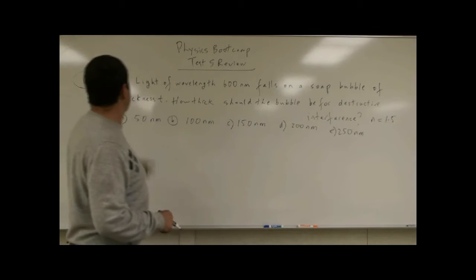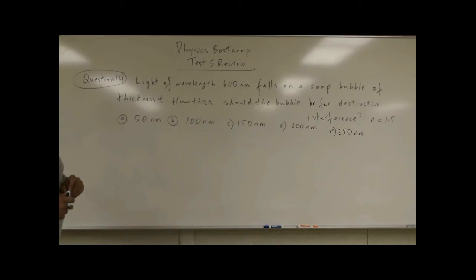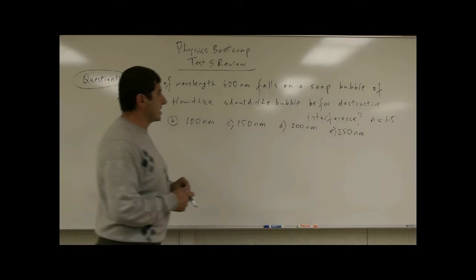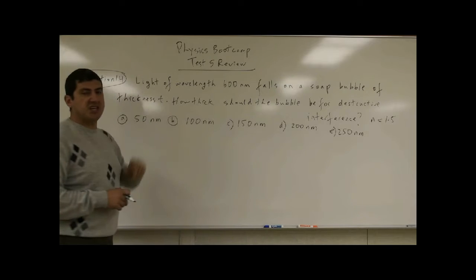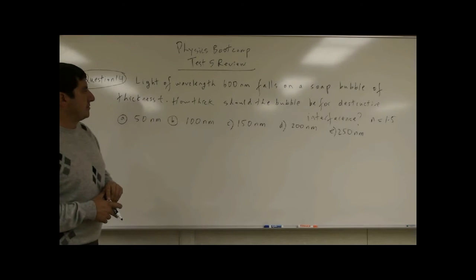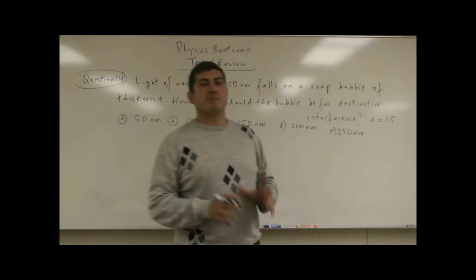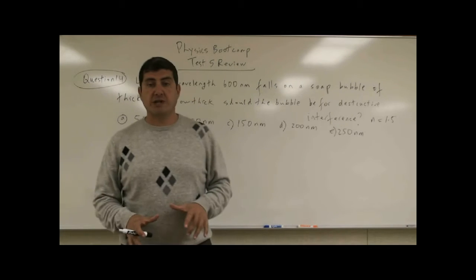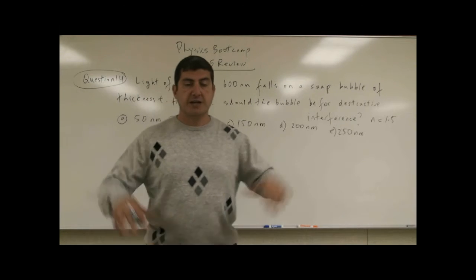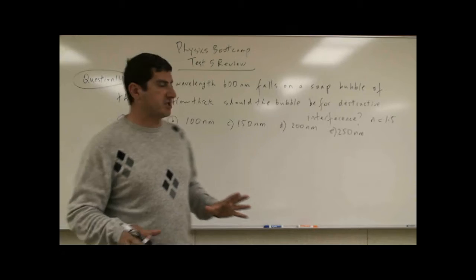Question 14. Question 14 says, light of wavelength 600 nanometers falls on a soap bubble of thickness T. How thick should the bubble be for destructive interference? This kind of problem has a lot of pitfalls, so one has to read it very carefully a couple times, make sure they understand it.